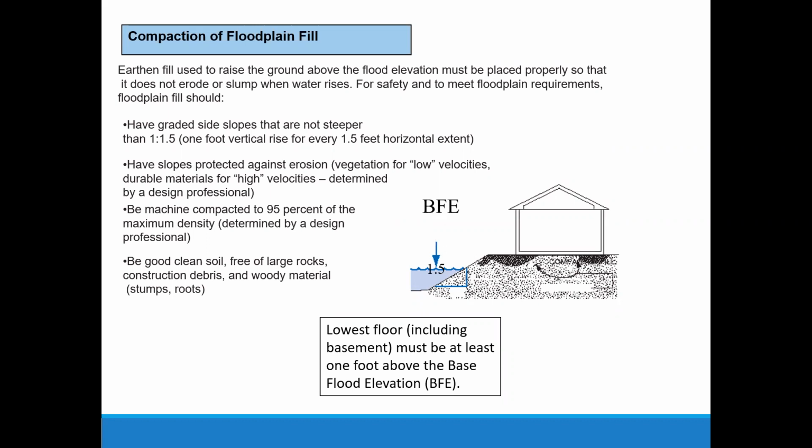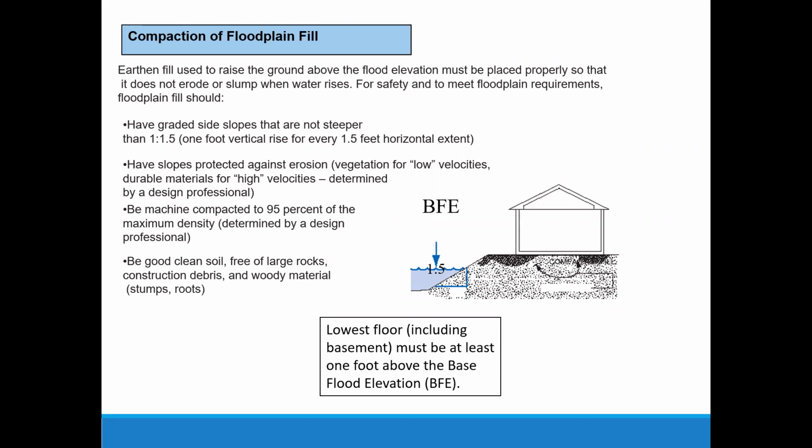It's protected with vegetation so that we can avoid erosion, and it's machine compacted, so it's not just falling apart. We're using good, clean soil that doesn't have any rocks in it or construction debris and that kind of thing. We do have other printed handouts on these recommendations and requirements. If it was too steep of a slope, the erosion from the water could completely destroy a fill pad, and obviously we want to avoid that, and it would eventually damage the structure.